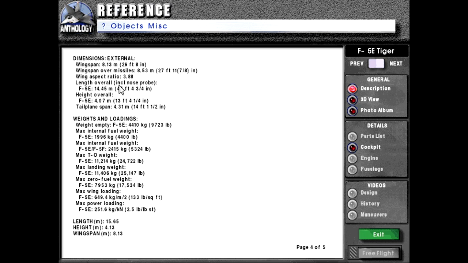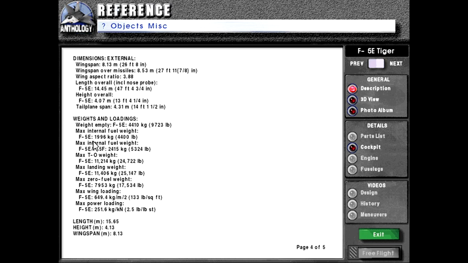Dimensions external, wingspan 8.13 meters or 26 feet 8 inches, wingspan over missiles 8.53 meters or 27 feet 11 and 7/8 inches, wing aspect ratio 3.88, length overall including nose probe, F5E 14.45 meters or 47 feet 4 3/4 inches, height overall, F5E 4.07 meters or 13 feet 4 1/4 inches, tailplane span 4.31 meters or 14 feet 1.5 inches, weights and loadings, weight empty, F5E 4,410 kilograms or 9,723 pounds.